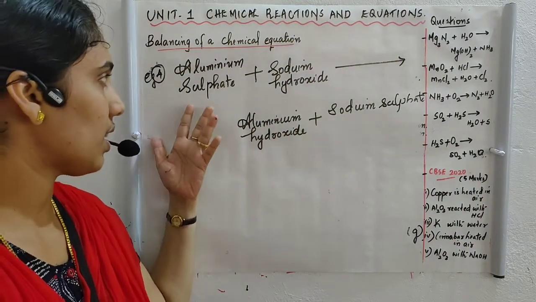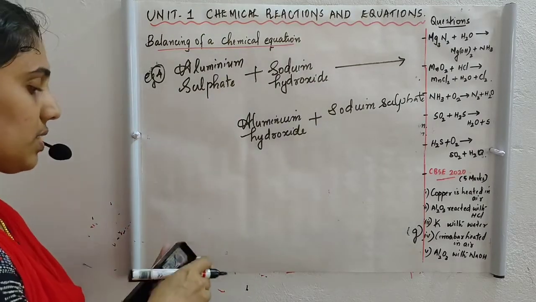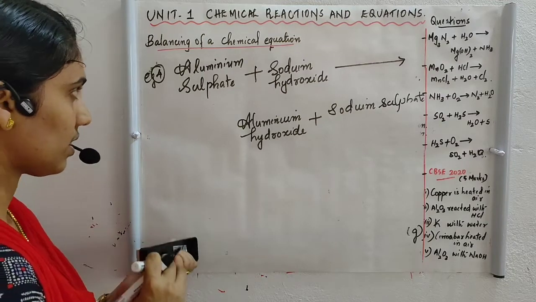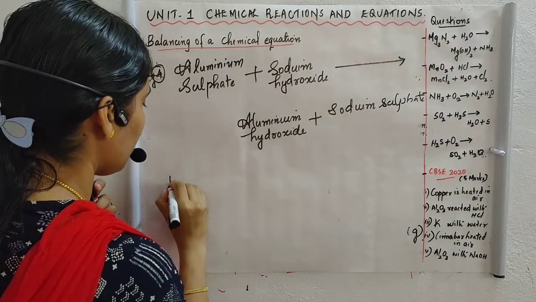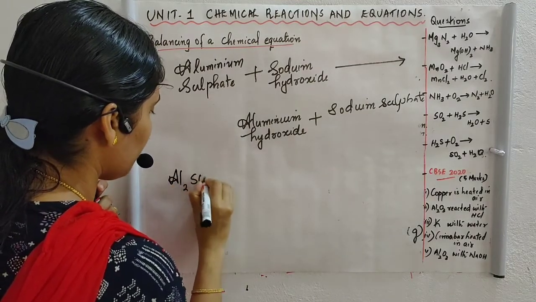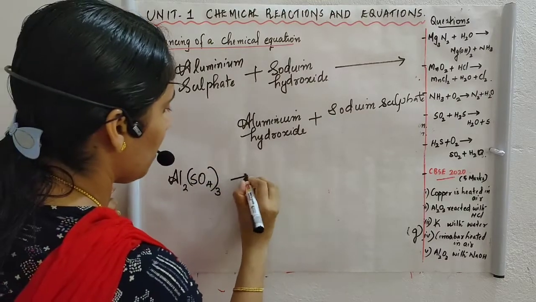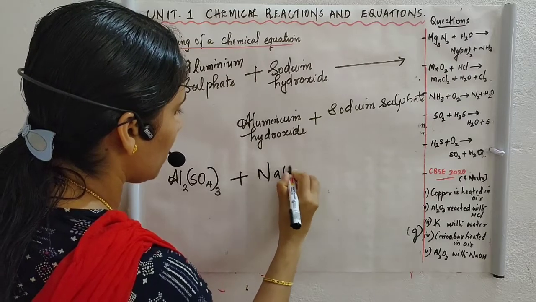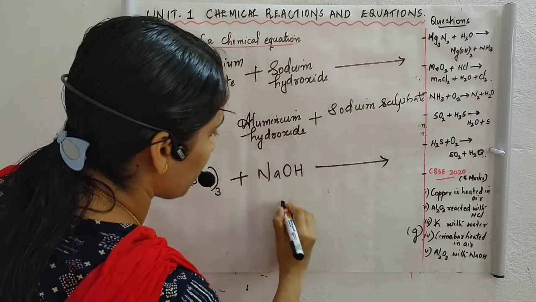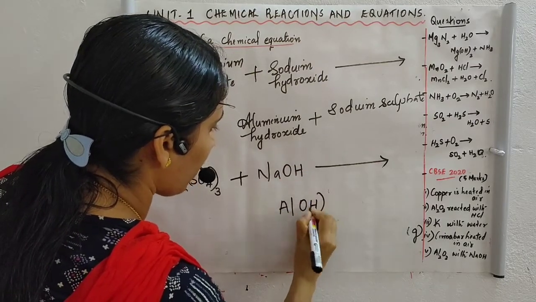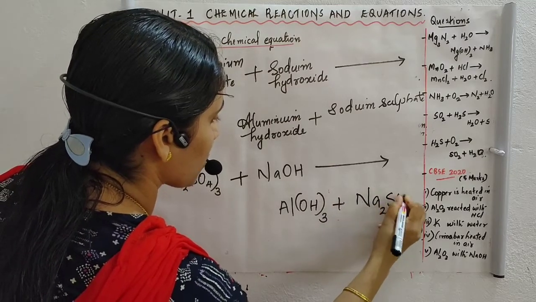So we have learned earlier how to write chemical formulas. Formulas are compulsory to know. We studied in class 9th how to write chemical formulas. So we know aluminium sulfate has the formula Al2(SO4)3. Aluminium sulfate plus sodium hydroxide, NaOH, gives aluminium hydroxide, Al(OH)3, plus sodium sulfate, Na2SO4.